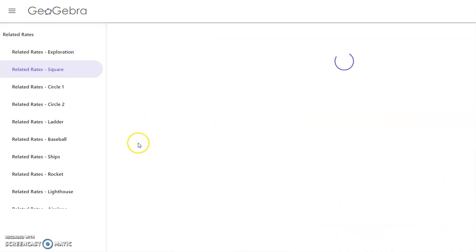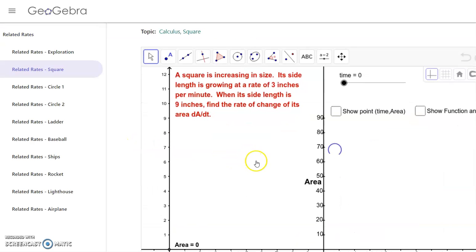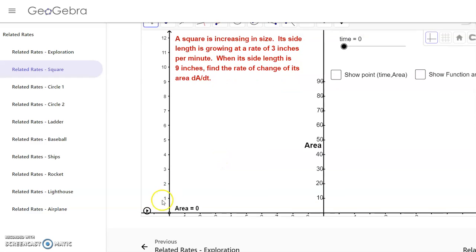And again, there's a very quick visual here on this as I'm going to press play. Here's your problem. And I'm going to go ahead and press play. So a square is increasing in size. Its side length is growing at a rate of 3 inches per minute.